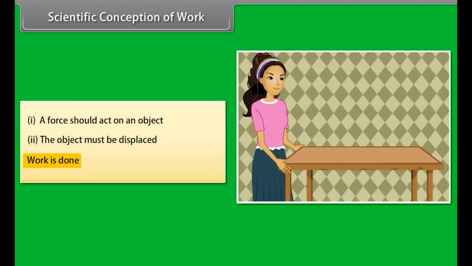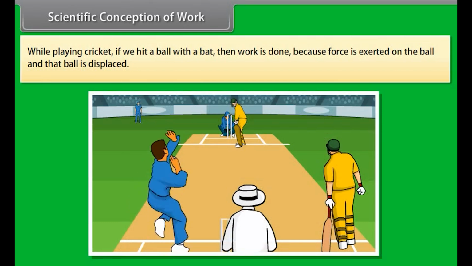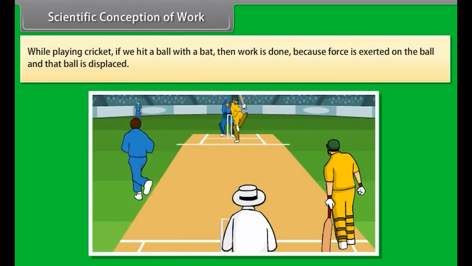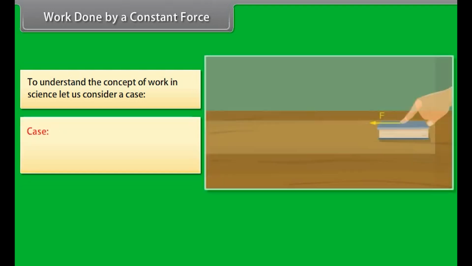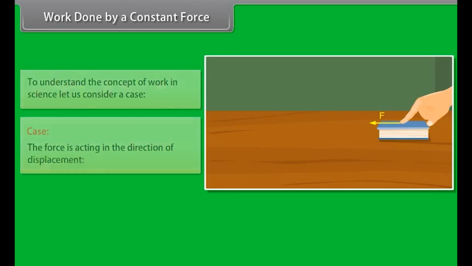Therefore, work is done. Similarly, while playing cricket, if we hit a ball with a bat, then work is done because force is exerted on the ball and that ball is displaced. Work done by a constant force. To understand the concept of work in science, let us consider a case. Case is, the force is acting in the direction of displacement.